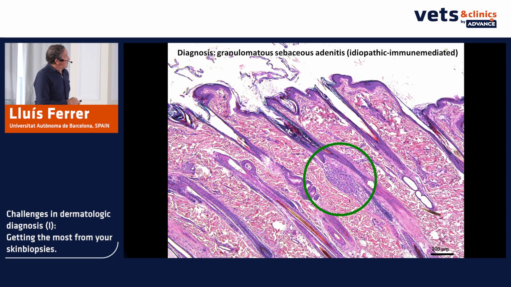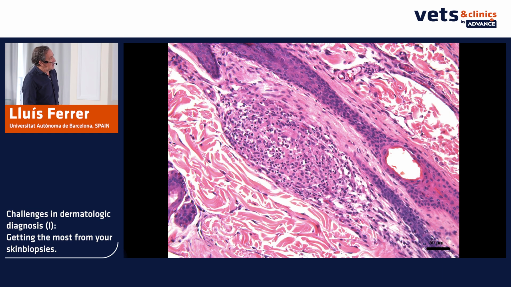Here you see the epidermis, the hair follicles here. And what we see is two things. We don't see sebaceous glands. They should be like here and here and here and here. And in one area where the sebaceous gland should be, here, they have been replaced by inflammatory infiltrate.